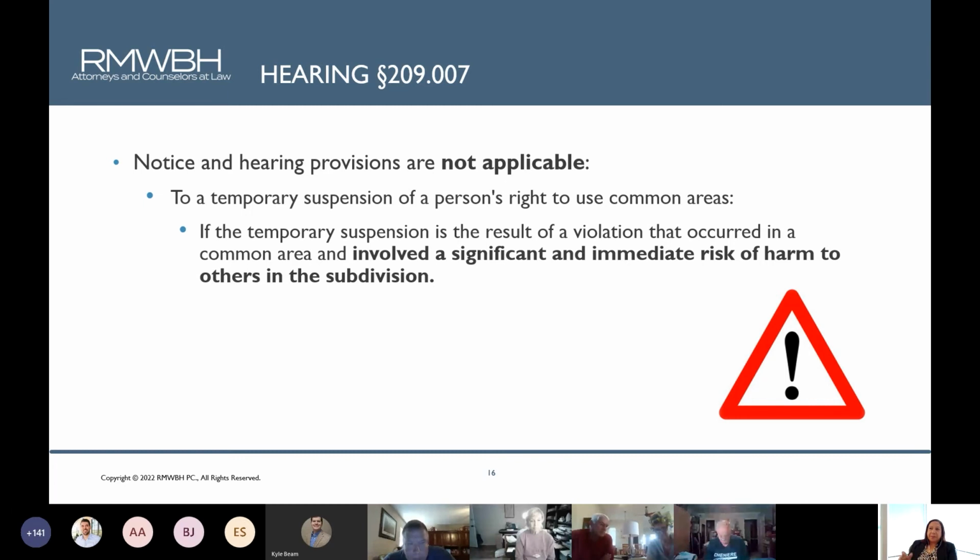So again, work with your legal team on when you might be able to use it. It's not appropriate for all instances, but that notice and hearing provision won't apply in this instance. So you need to make sure that you're on solid footing before you suspend privileges of a unit owner.